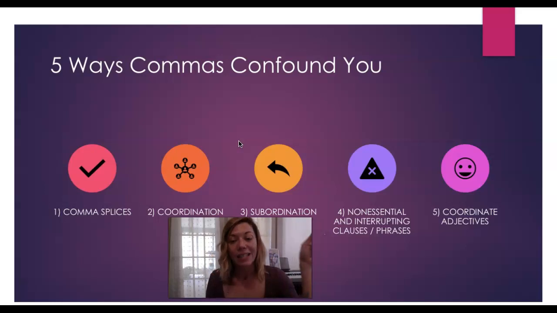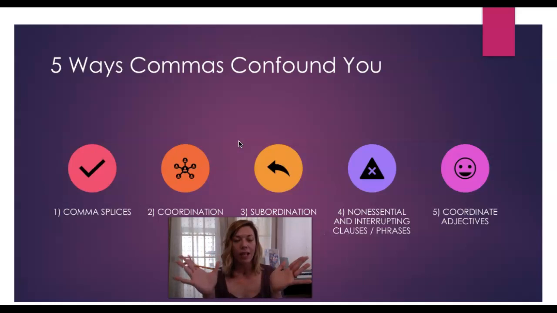Number 4, non-essential and interrupting clauses and phrases. There are rules for when the commas go on either side, and there are rules for when they do not. So go back and listen to and read about the rules. Finally, number 5, coordinate adjectives. There are rules and there's a way to test when a comma goes between two adjectives and when it does not. Now, all 5 of these are on the ACT in the questions and all over the answer choices. So study these 5 and hopefully it will up your comma game for the ACT and beyond.